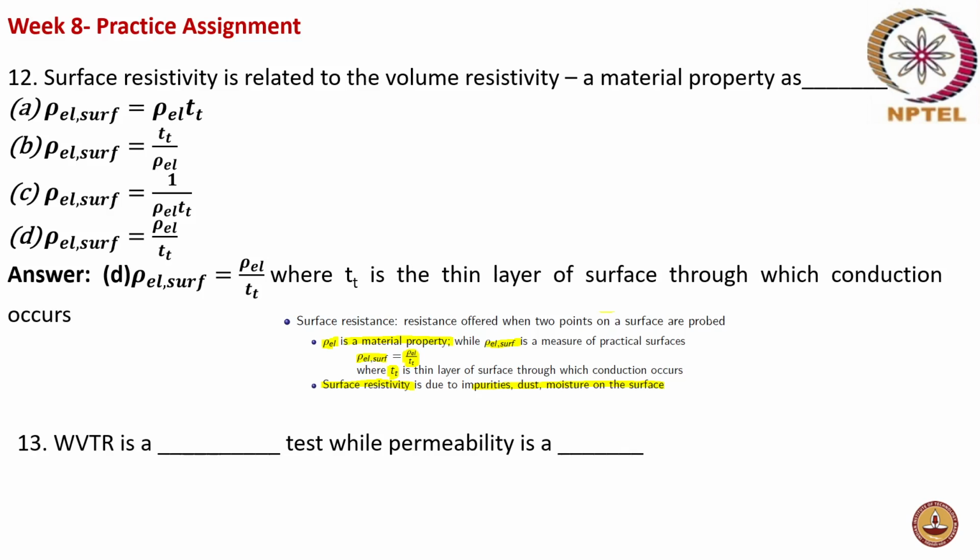Okay, next question. The water vapor transmission rate is a dash test while permeability is dash. So your water vapor transmission rate is actually a test, whereas permeability is a material property.